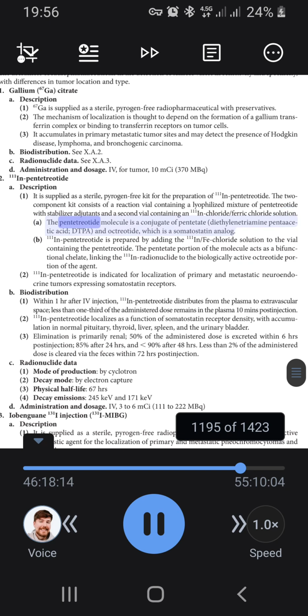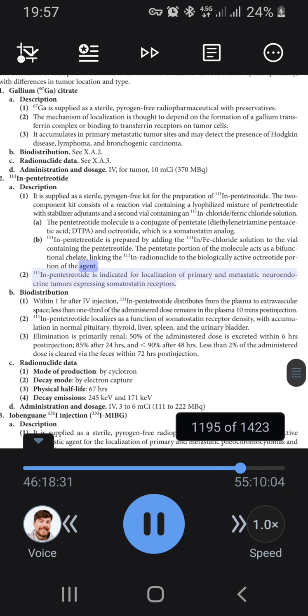The pentetreotide molecule is a conjugate of pentetate, diethylenetriamine pentaacetic acid, DTPA, and octreotide, which is a somatostatin analog. B. 111In-pentetreotide is prepared by adding the 111In chloride solution to the vial containing the pentetreotide. The pentetate portion of the molecule acts as a bifunctional chelator, linking the 111In radionuclide to the biologically active octreotide portion of the agent.